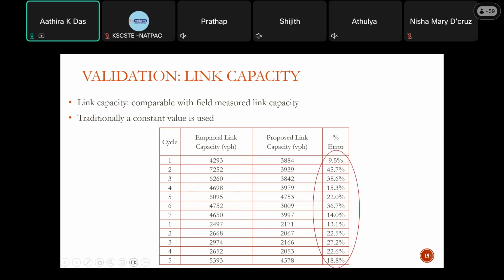So this way, the two functions have been validated using the field measured data and compared with the conventional function. So in case of the link capacity, traditionally a constant value is used.